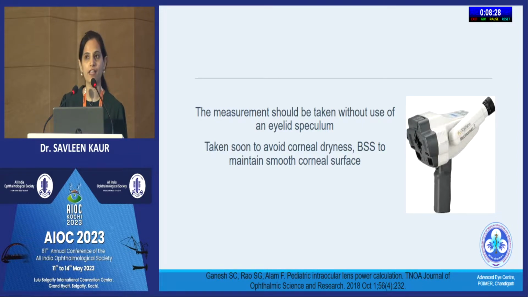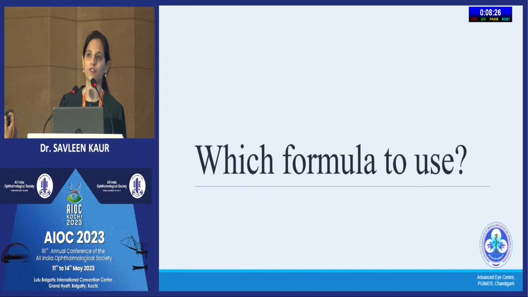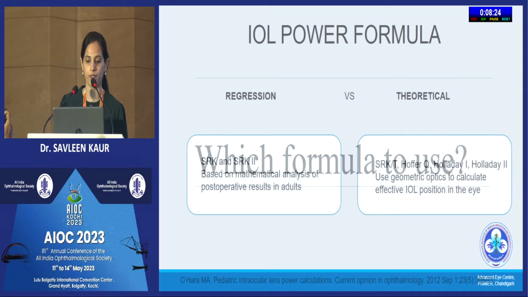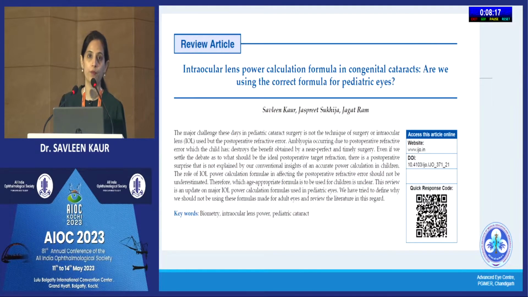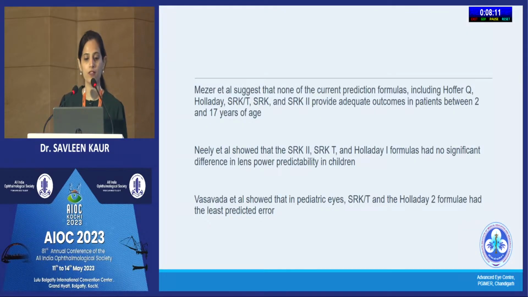So once you have the axial length and the keratometry, you have the question of which formula to use. There are a lot of formulas, regression and theoretical, and now we have the fifth generation available. We tried to do a review on what is the best intraocular lens power calculation out of the available literature. And we saw that there are a lot of formulas which are advocated for small eyes that were being used in children, but actually children are not small adult eyes.